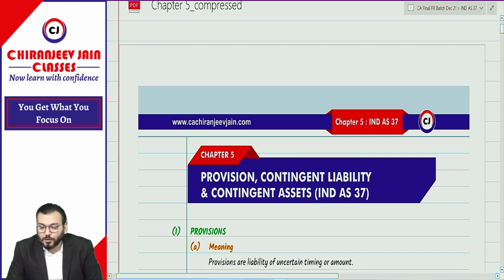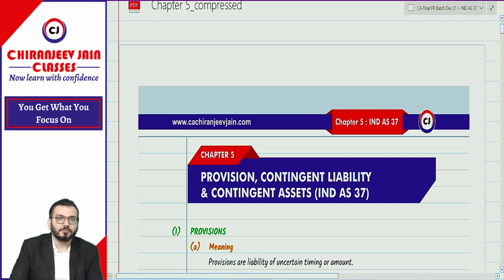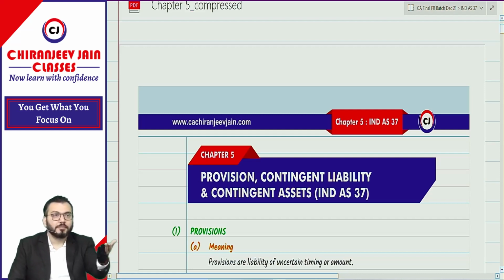One answer I got: possible means more likely to not happen. Very good. Probable means more likely to happen. Very good. One thing is clear, that you know exactly what the words mean. But I want the definition of provision. Anyone? Good. Provision?